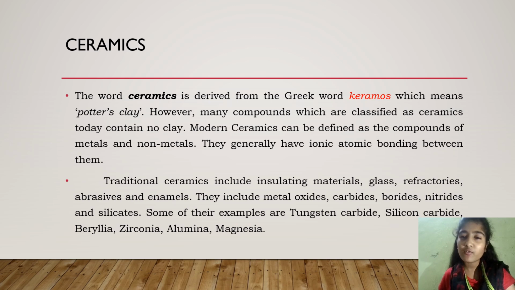The word ceramics is derived from the Greek word keramikos, which means potter's clay. However, many compounds which are classified as ceramics today contain no clay. Modern ceramics can be defined as compounds of metals and non-metals. They generally have ionic atomic bonding between them. Traditional ceramics include insulating materials like glass, refractories, and enamels. They include metal oxides, carbides, borides, nitrides, and silicates. Some of their examples I have mentioned here: silicon carbide, zirconia, and aluminium magnesia. Those are the examples of ceramics.